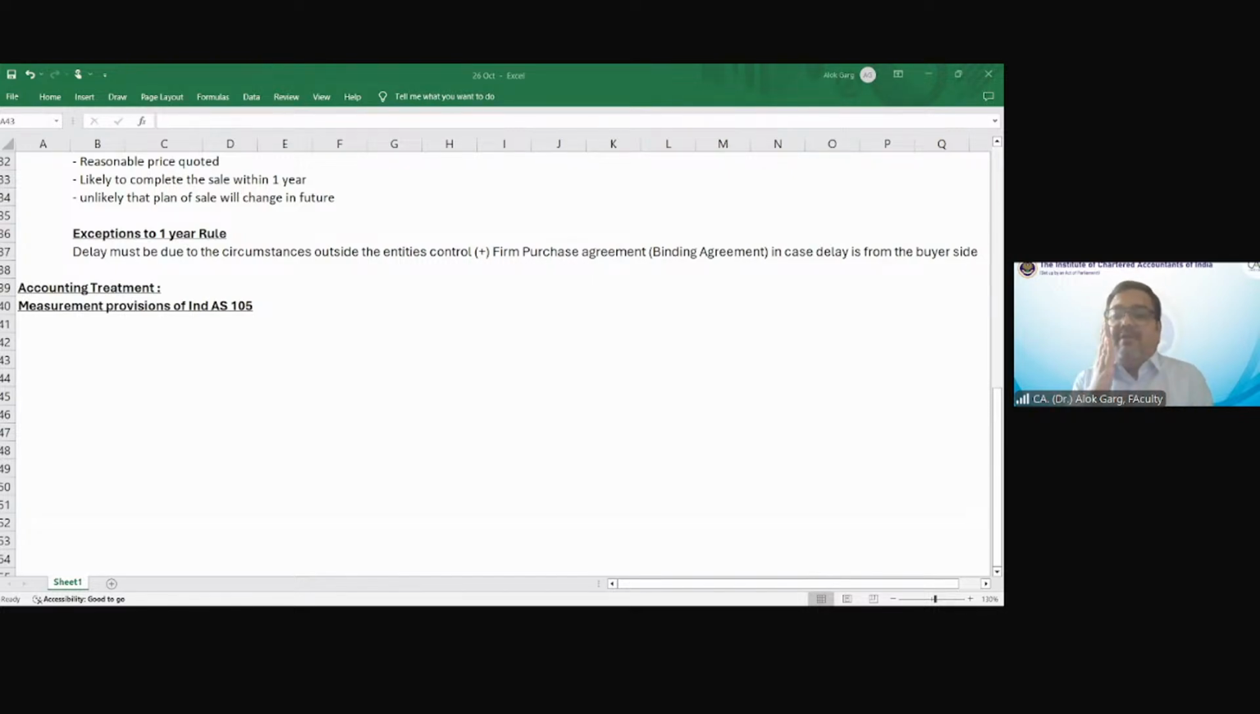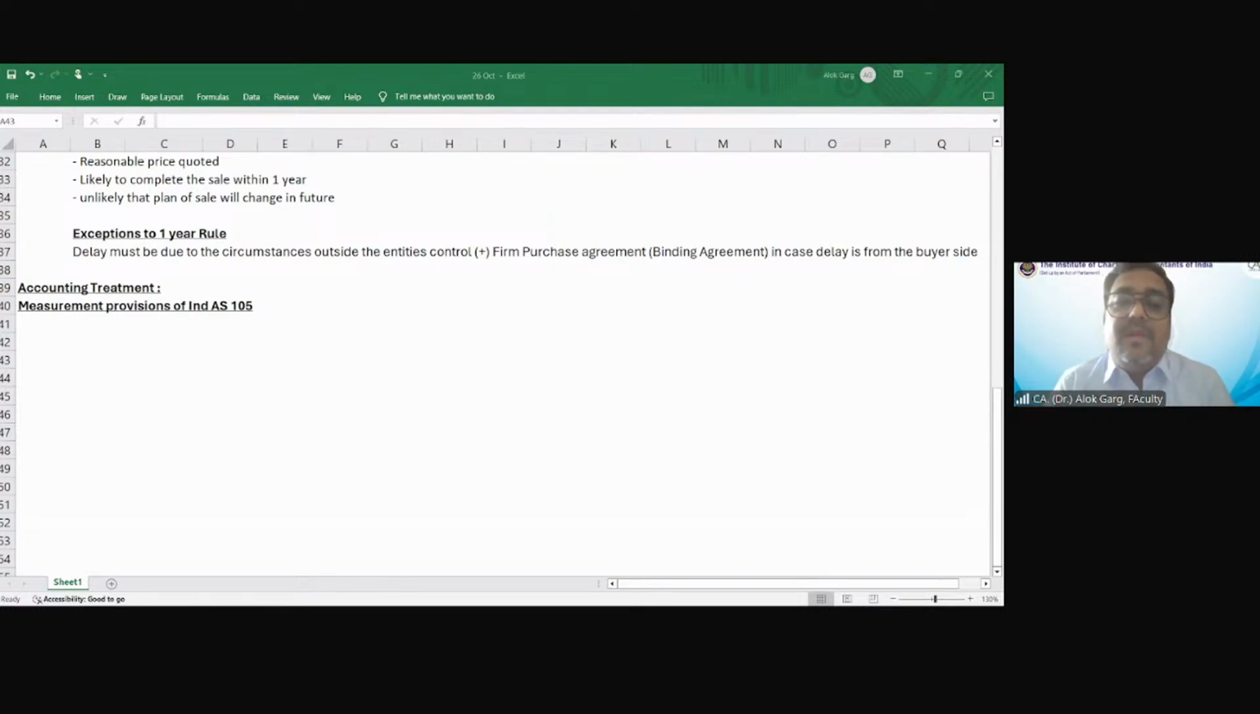Whenever a non-current asset is classified as held for sale, on the day when this asset is meeting the held for sale criteria, you have to compute the carrying value as per the respective standard. We will compute the carrying value as per Ind AS 16.